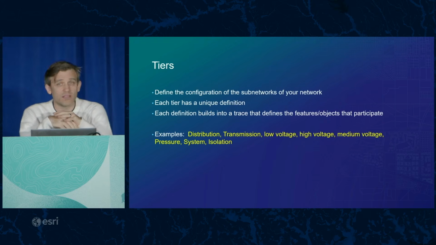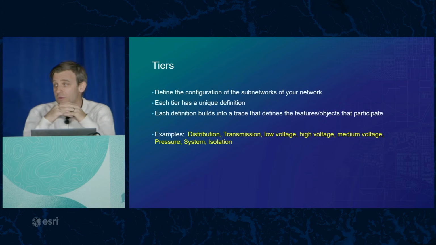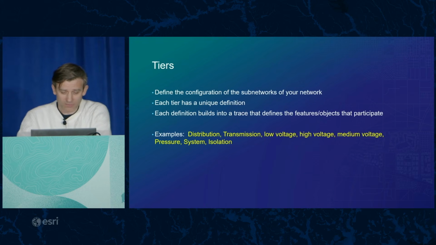We also, on each tier, include a subnetwork configuration, a trace configuration, which allows you to set up how the traversability of all those assets actually works, and how it is that your network is actually subdivided. And there's some examples there of what people commonly use as tiers, distribution, transmission, things like that.